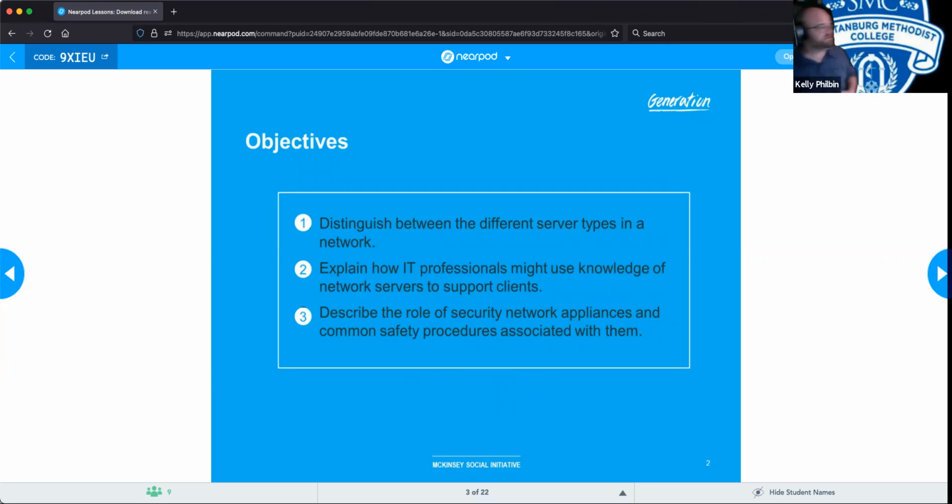We're going to be able to distinguish between the different server types in a network and explain how IT professionals might use knowledge of network servers to support their clients, and describe the role of security network appliances and common safety procedures associated with them.